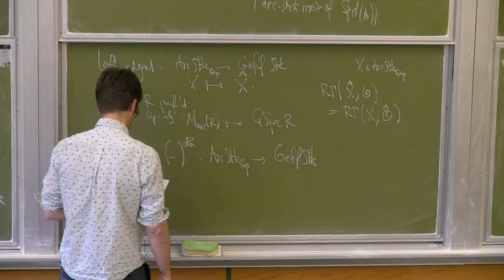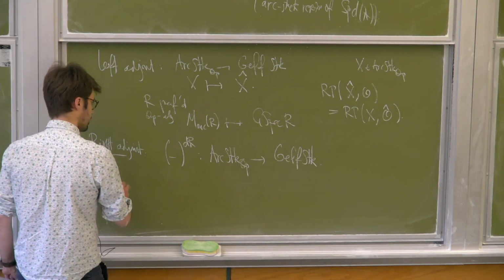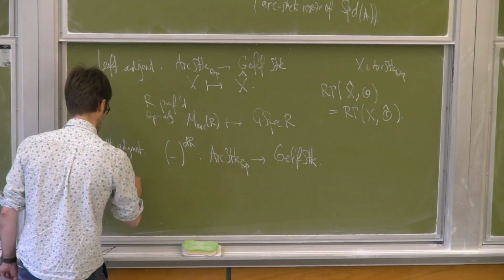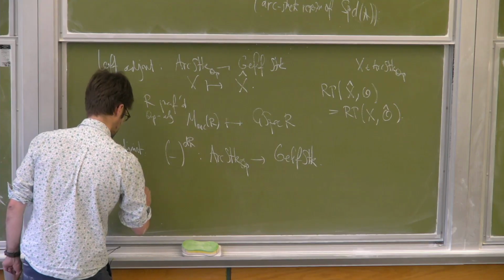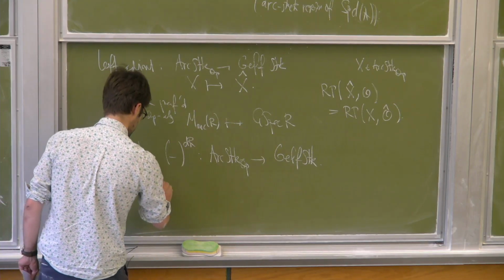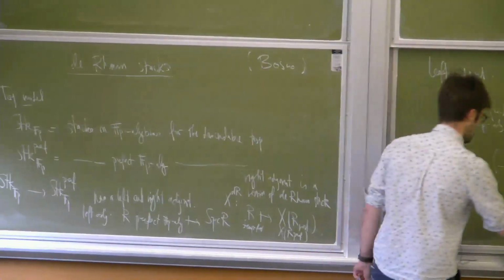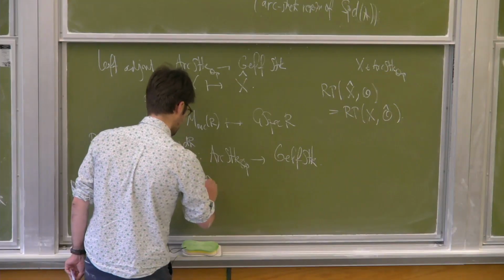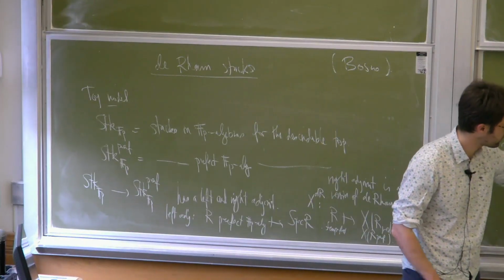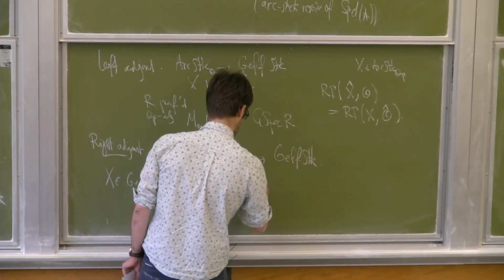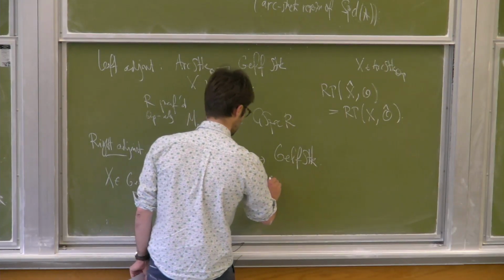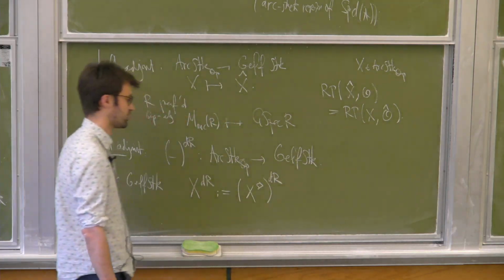Yeah, and so one more piece of notation is that if X is a Gelfand stack, then I will slightly abuse notation and also use the notation X dR. Strictly speaking, this does not make sense because I need to input an arc stack. But that will be defined as follows: first I apply this perfectoidization functor, and then I take the corresponding arc stack.